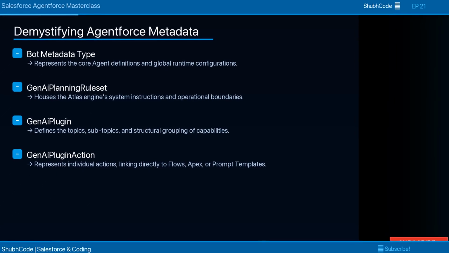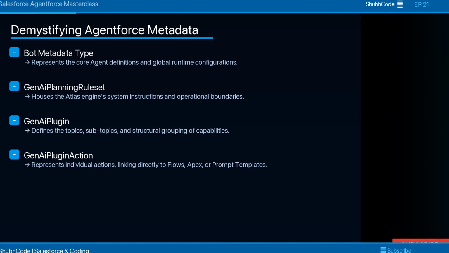When you look under the hood of Agentforce, you aren't just looking at one single configuration file. It's actually a collection of highly specialized XML metadata files. Think of the bot metadata as the chassis of a car, while the GenAiPlanningRuleset acts as the onboard computer guiding the driving style, and the GenAiPlugin files are the modular engine components. Understanding this relationship is critical, because if you deploy a bot without its corresponding GenAiPlugins, the agent will deploy successfully but will act completely brain-dead in your target environment.